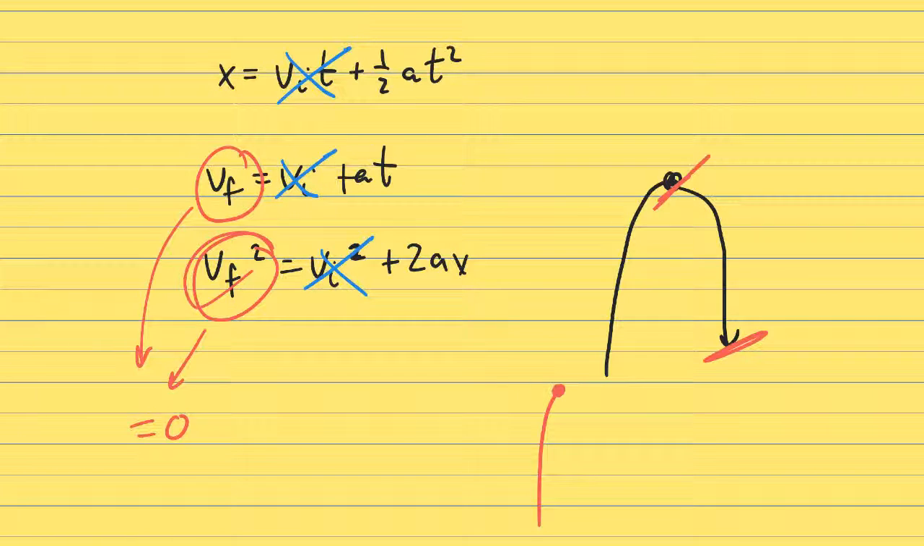Well, if we're only concerned about the way up, we can set VF equal to 0 for all of those problems. Anytime you're only on the way up, VF equals 0. If it's only on the way down or being dropped, VI equals 0. Okay, it's not a coincidence that it works in both these cases.